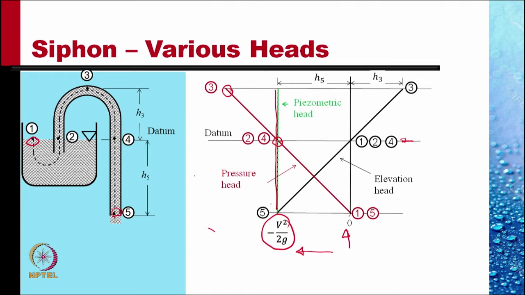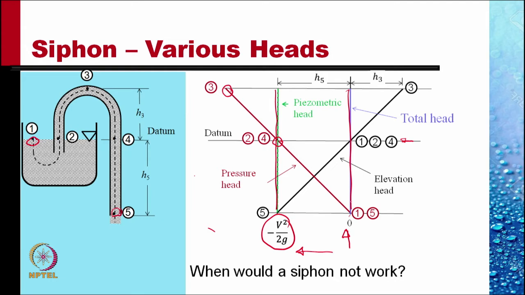To this we add the velocity head to get the total energy head. And the piezometric head is minus V square by 2G. To this we add the velocity head of V square by 2G, and we get a total head of 0. So this is the total head throughout the tube.